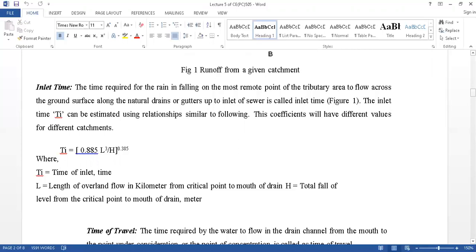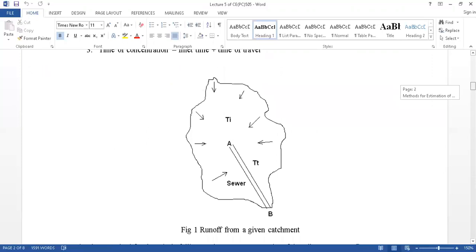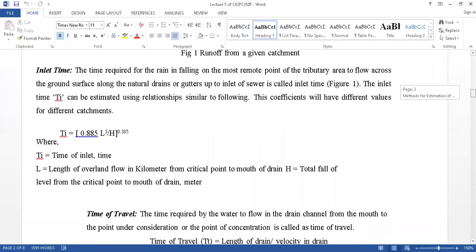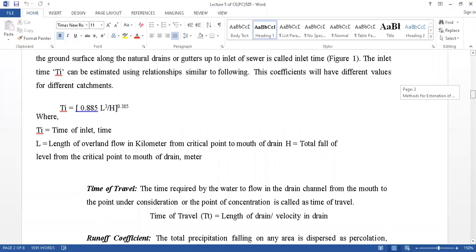Let me show the figure. From the critical point, that is the furthermost point, to the point A, the horizontal overland travel distance is the length of flow distance in kilometer, L, and H is the total fall of height, that is the level difference between the critical point, the remote point, and the mouth of the drain, point A. So L is the length of overland flow in kilometer from the critical point to the mouth of the drain, and H is the total fall of the level from the critical point to the mouth of the drain. If we know this, then we can calculate Ti, the inlet time.